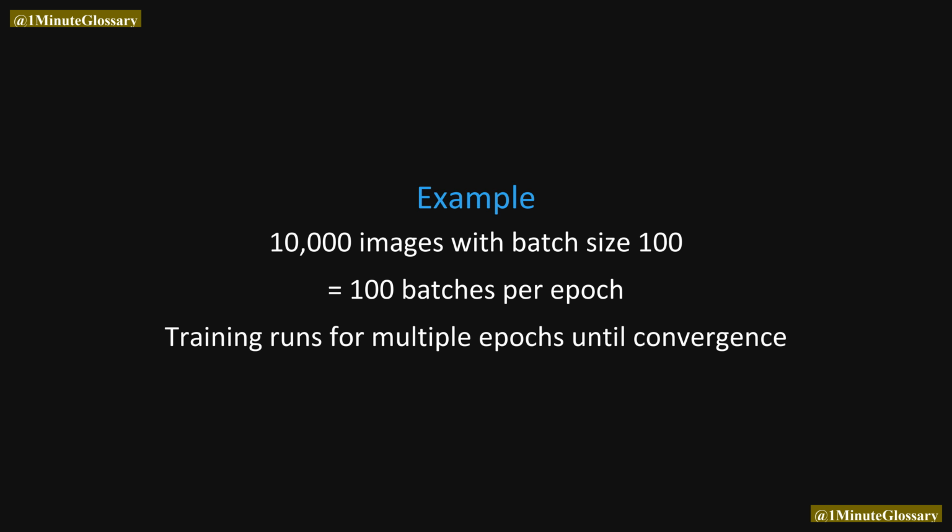If you have 10,000 images and set a batch size of 100, your model processes 100 images at a time, updates its weights through gradient descent, then moves to the next batch. After processing all 100 batches, you have completed one epoch. Training typically runs for dozens or hundreds of epochs until the model converges.